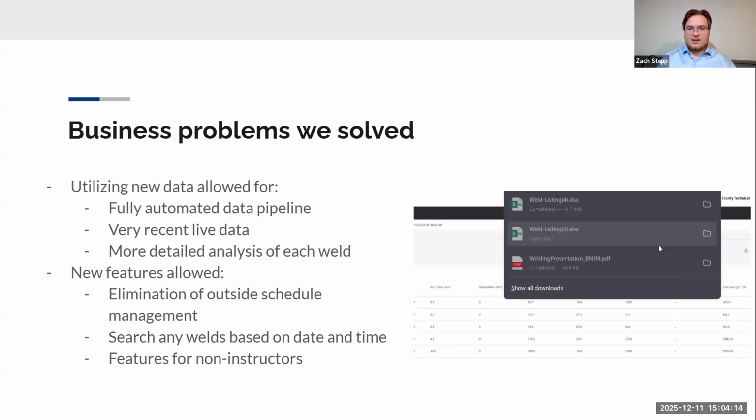So the business problems that we solved, I would say, were split into two categories. First, the new data that we brought in from the welding machines and what it allowed for us, as well as new features that we developed. The newly available data let us automate that data pipeline. As you can see on the right there, the user would have had to download those Excel sheets from Checkpoint and get very recent live data.